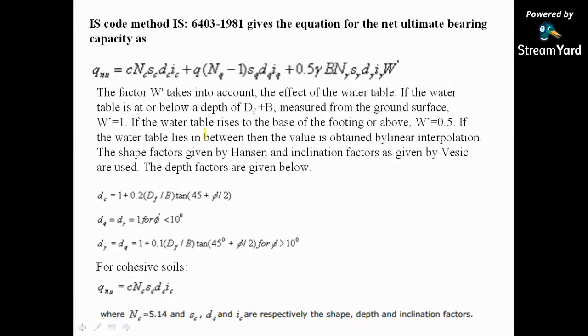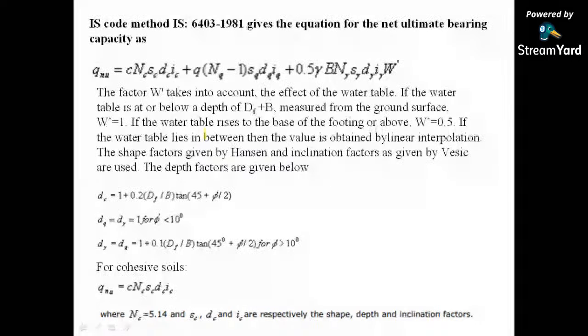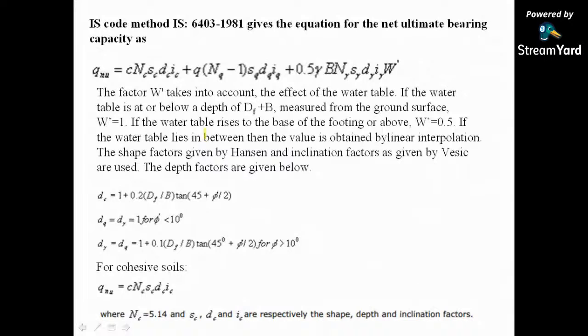So Qu = c Nc Sc Dc Ic + q(Nq - 1) Sq Dq Iq + 0.5 gamma B N gamma S gamma D gamma I gamma W'. So what are these factors? We know c and Nc, we know q and Nq, we know 0.5 gamma B and N gamma. So what are S, D, I and W'? Let us see.